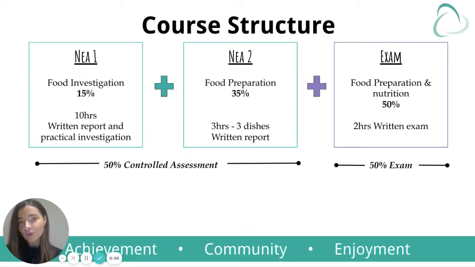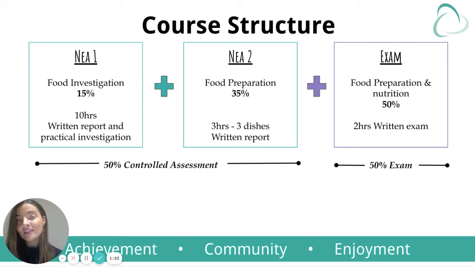Let's have a little look at the course structure. It's broken down into 2 sections, 50% for the controlled assessment and 50% for the written exam. All of these are undertaken within year 11, but we build up our skills and knowledge within year 9 and year 10. The controlled assessment is broken down into 2 sections, NEA 1, which is non-examined assessment, and NEA 2.